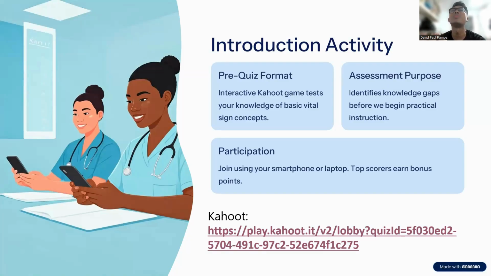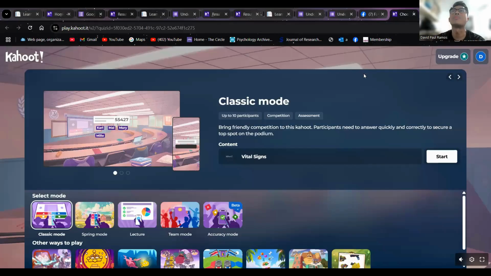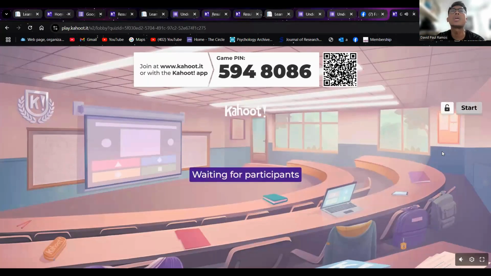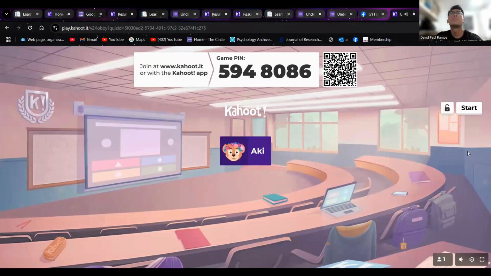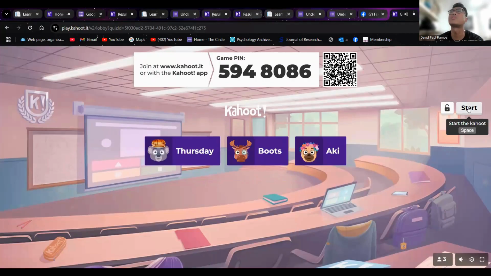Okay, let's go. Okay, let's start. So, ang game pin natin is 594-8086. Again, it's 594-8086. Okay, so we have three players.